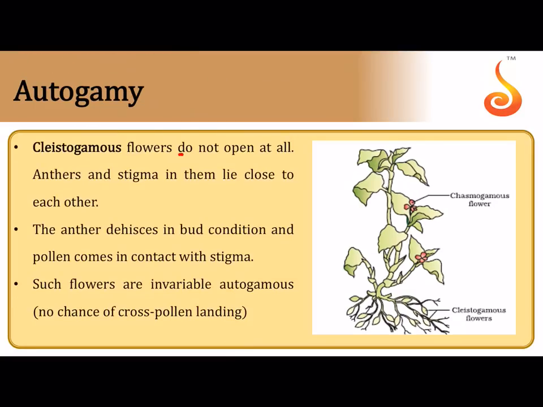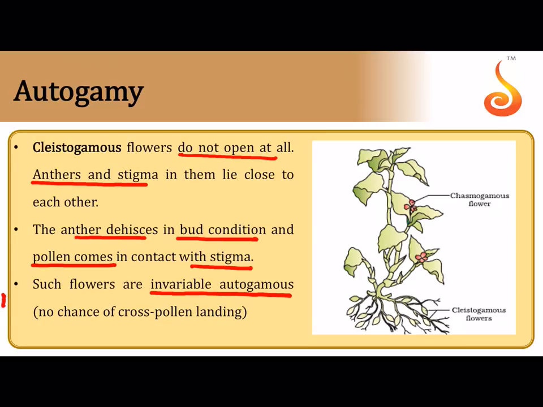See, I told you they do not open at all. Anther and stigma lie close to each other. When does the anther break open? During the bud condition, and the pollen will come in contact with what? The pollen comes in contact with the stigma. Such flowers are invariably autogamous. A very important give-reason question. Why are they always, invariably means always, autogamous?